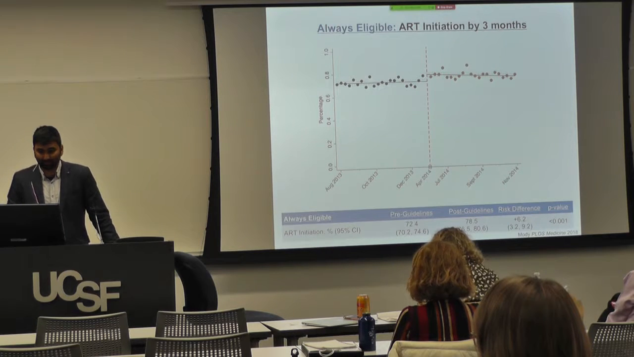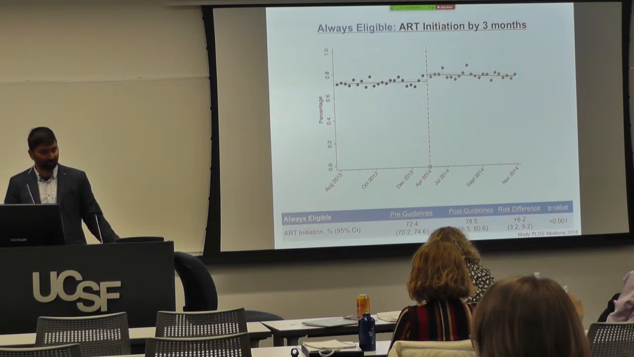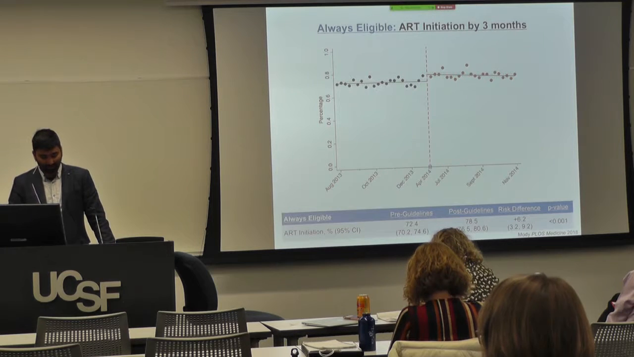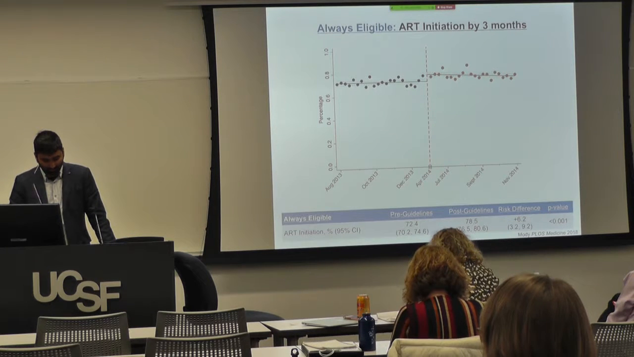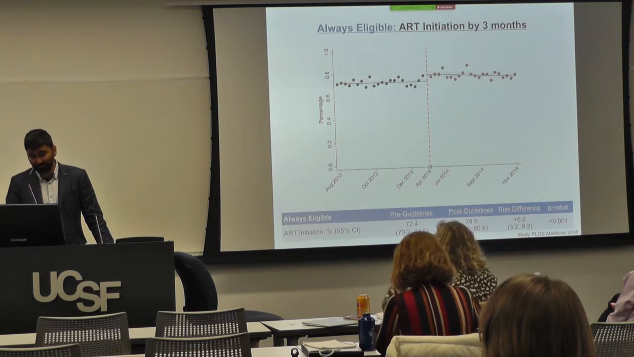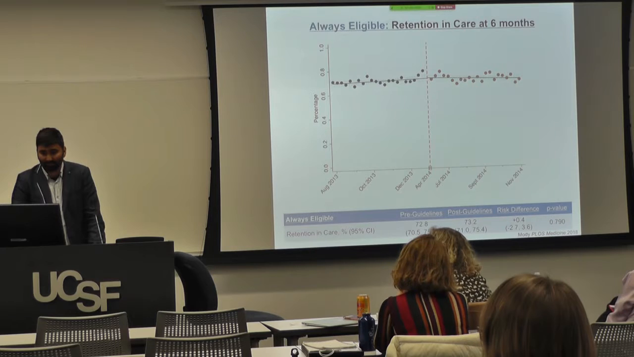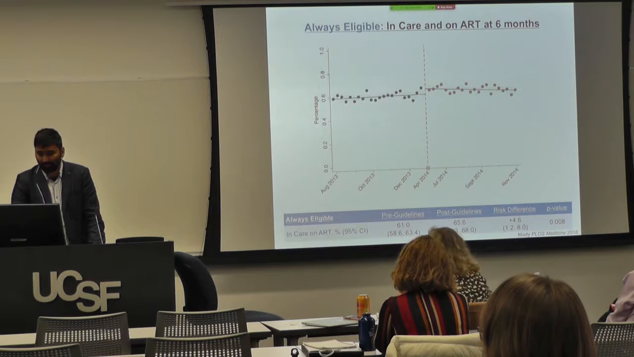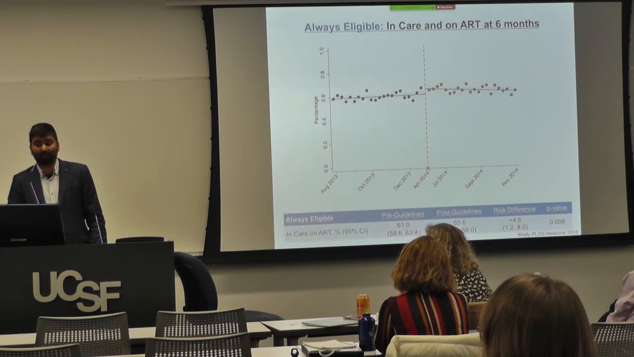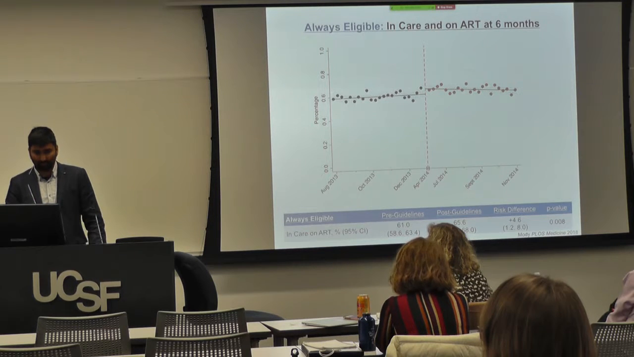Looking at the subgroups, so the always eligible subgroup, the patients who were sickest when they came in with the lowest CD4 counts, we found a 6% increase in ART initiation in this group, really no effect on retention, and a 4.6% increase in the number of patients in care and on ART at 6 months.